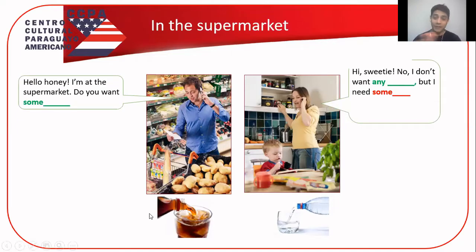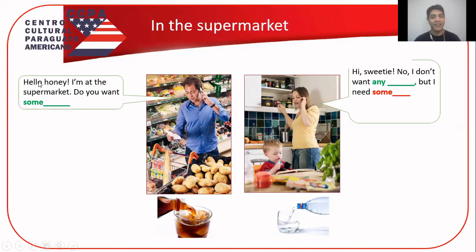Well, before we start, we have a conversation between a wife and a husband, right? One is in the house and the other person is in the supermarket. And they are talking on the phone, right? Maybe the husband wants to ask the wife for things that they don't have in their house. Okay, so let's try to do this conversation together. You can listen to me and then you can repeat.